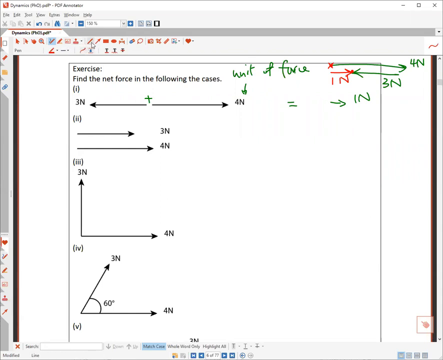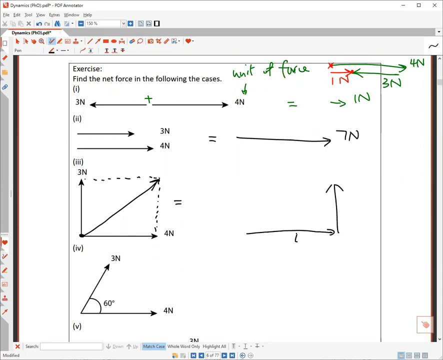And then for the second case, I think it is the easiest case. When you add these two together, you get 7 Newton. Then for the third case, remember you can use the triangle rule or the parallelogram rule. If you are using the parallelogram rule, just draw a parallelogram, and in this case, this is a rectangle. Then go from this point to the opposite vertex. Or you can use the triangle rule. So this is 4 and this is 3, and this is 5. Okay.